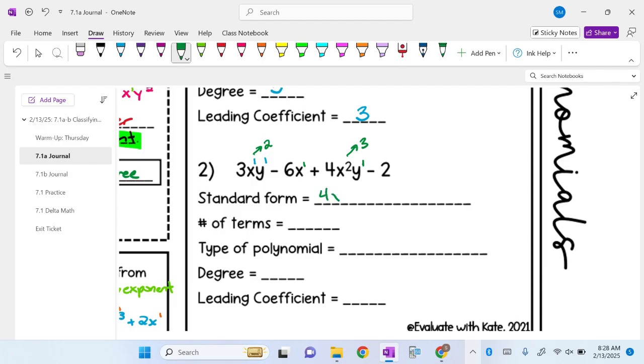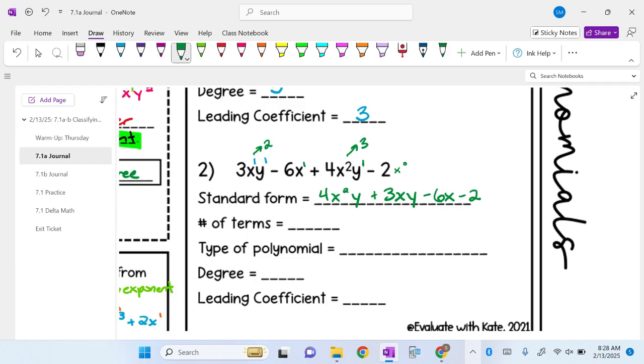The 4x squared y, because it has a 3 if you add the two exponents together. What comes next? The 3xy, because it has a degree of 2. What's next? Minus 6x, because it has a degree of 1. And then minus 2, because that has a degree of 0. Because remember, there's an unspoken x to the 0 there.